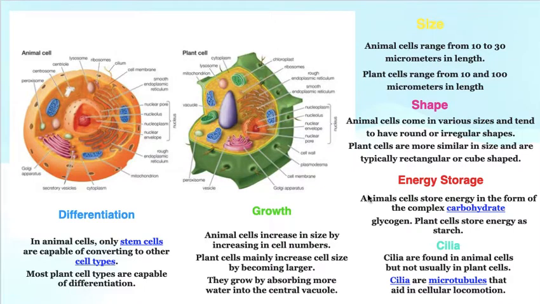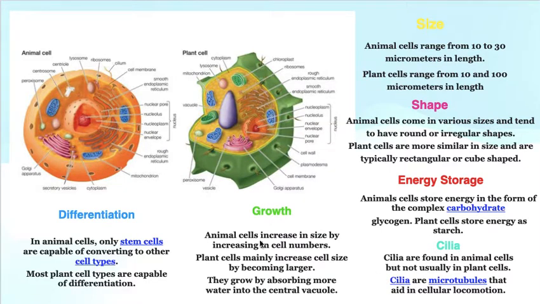How is energy stored? Animal cells store energy in the form of the complex carbohydrate glycogen, but plant cells store energy as starch. Cilia are found in animal cells but not usually in plant cells. This is one of the differences. Cilia are microtubules that aid in cellular locomotion, for cells to move.